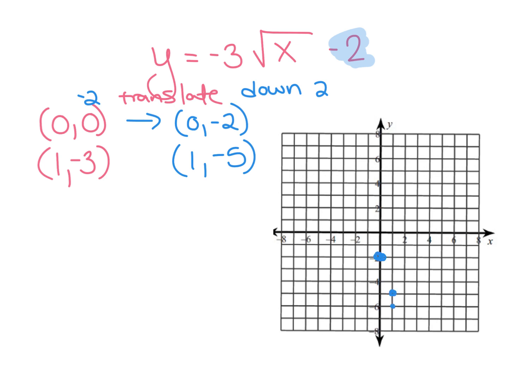And I know that this is going to be kind of like half of a parabola. It's been reflected because of the negative out front. So my domain here would be from 0 to infinity. And my range is always how low to how high. So this would be -infinity to +2.